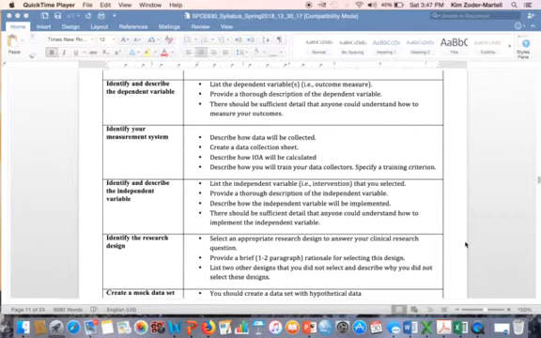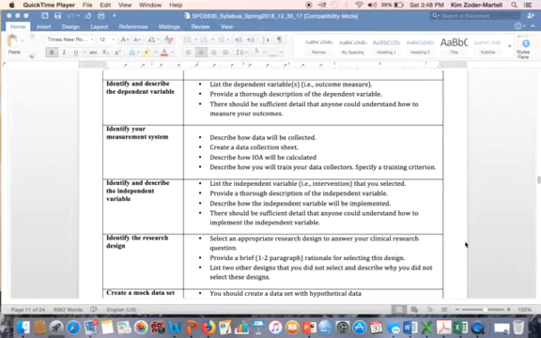I then want you to create a data collection sheet in order to collect your data, and then describe how you will calculate inter-observer agreement given your measurement system, and how you're going to train your data collectors. One of the things that you should do is specify a training criterion. So do they need to demonstrate 100% mastery criterion before they're able to independently collect data, or is a 90% training criterion adequate? But make sure that you describe in detail what that training looks like.